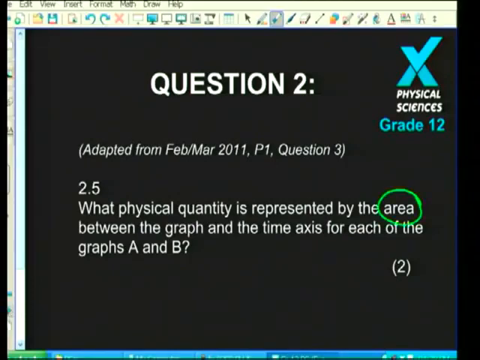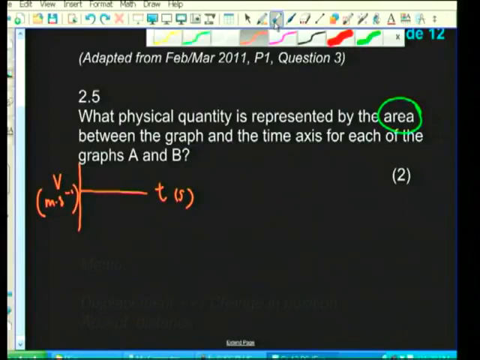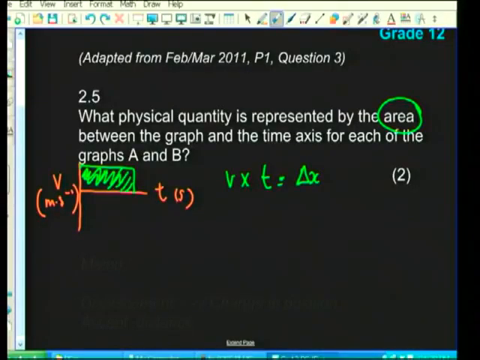If we move to the next question, what physical quantity is represented by the area between the graph and the time axis for each of the graphs A and B? Well, this is a good question. It's asking specifically for the area under a velocity versus time graph, meters per second, time in seconds. That whole area is going to be a length times a breadth. The length would be the time and the breadth would be the velocity. So what you're working with here is velocity multiplied by time, which will give you delta x, or your displacement.